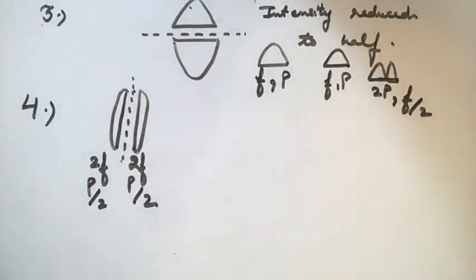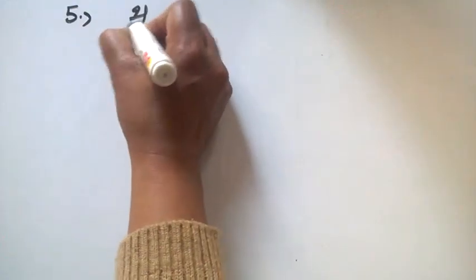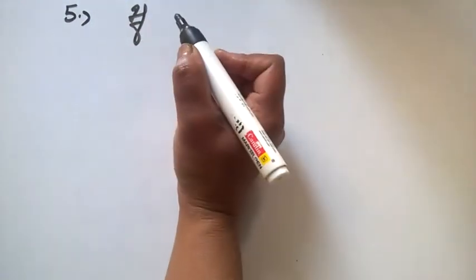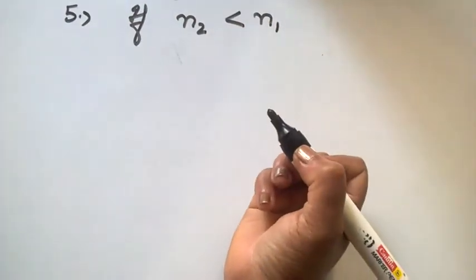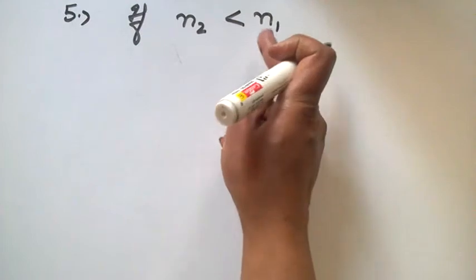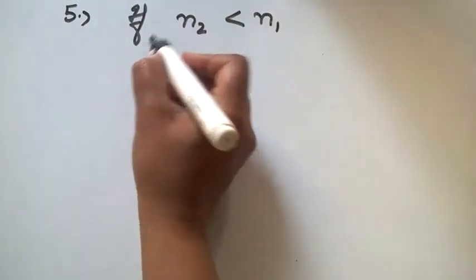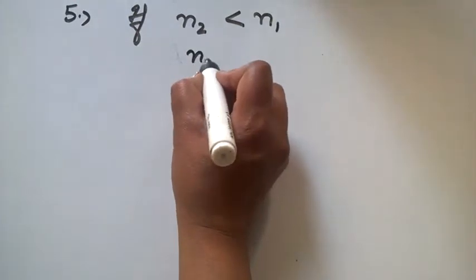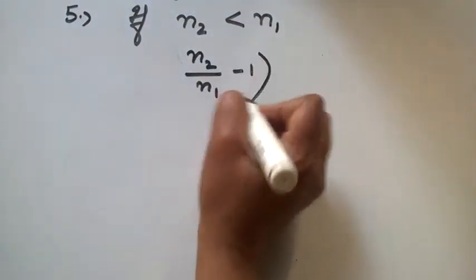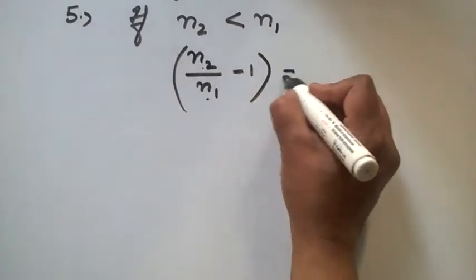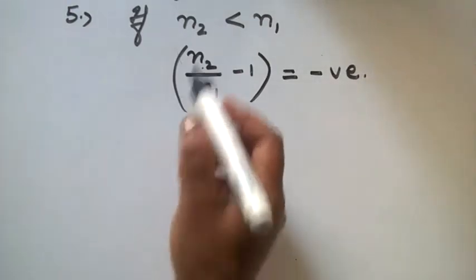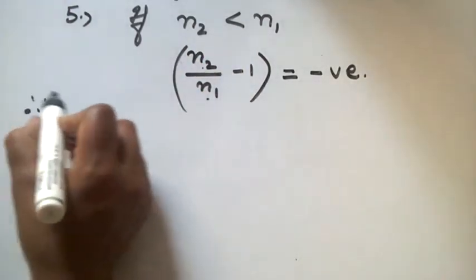The next point is, note that if the refractive index of a medium is less than the refractive index of air, or the refractive index in which the lens is placed, then as we know by the lens maker's formula, n2 by n1 minus 1. So here if n2 is less and n1 is more, this term will become negative, and thus the nature of the lens will change.